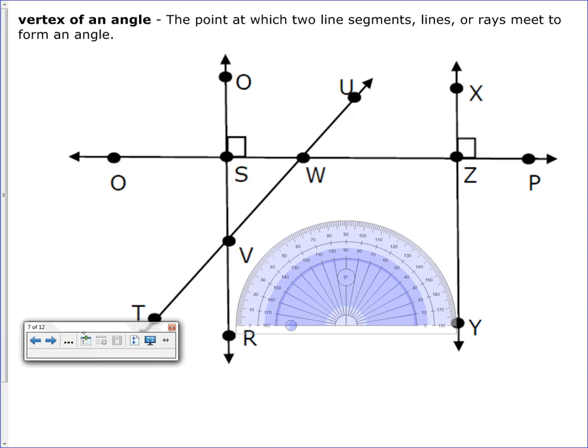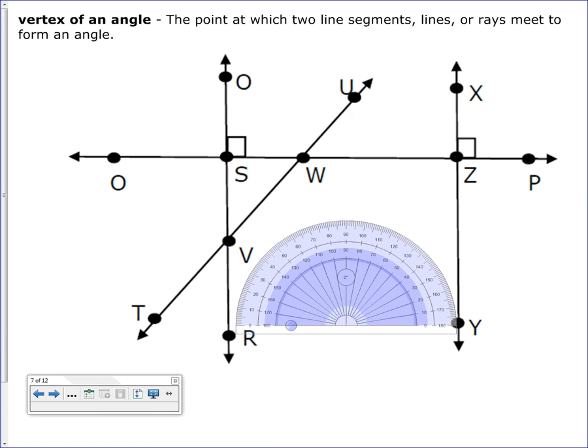So let's talk about the vertex of an angle. The point at which two line segments, lines, or rays meet for an angle is called the vertex. So right here, S is a vertex, Z is a vertex, W is a vertex, V is a vertex. It's where these lines are crossing. It's where line segment VO and line segment SW cross or meet, forming an angle right there at the vertex. Think of vertices as corners.